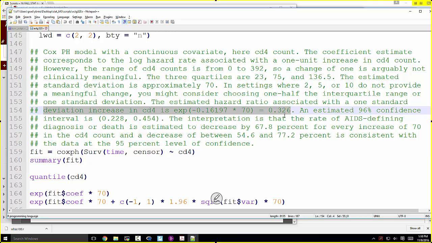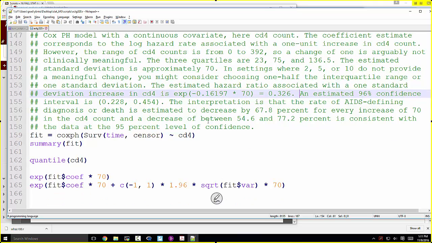So anyway, there's ways to translate the model into more interpretable estimates. Confidence intervals you can get by, again, exponentiating confidence intervals on a coefficient.